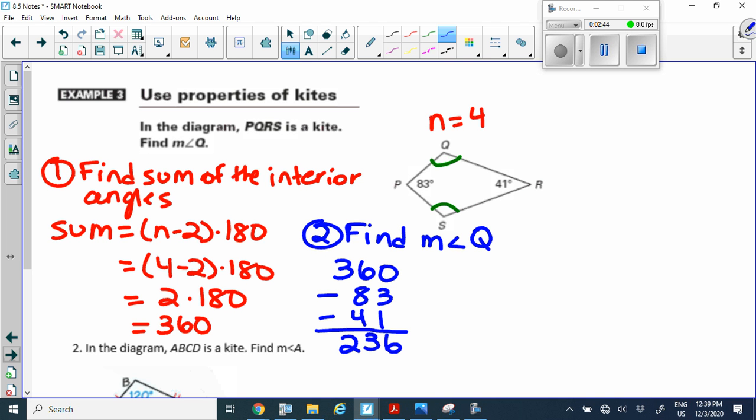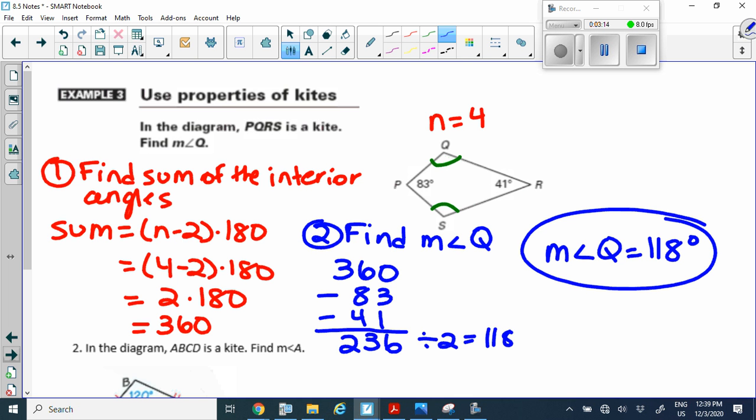Now, know that Q and S are congruent. Since they are congruent, we're going to have two of the same angles, or the angles are going to have the same amount. So what I'm going to do is divide by 2, because Q and S are not both 236. That would be way more than 360 degrees. When I do that, I get 118. So the measure of angle Q is going to be 118 degrees, and that'll be the same for the measure of angle S.